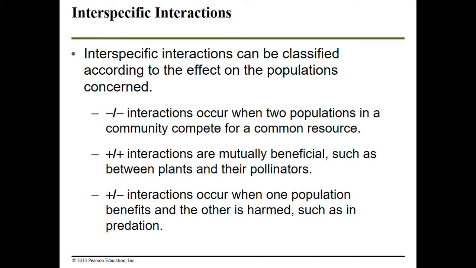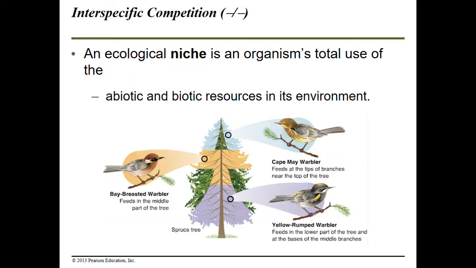These interspecific interactions between species can be classified as positive with a plus sign or negative with a minus sign. So you have negative interactions where both species are hurt and they're competing for resources. You have positive where both species benefit, so mutually beneficial. These are called mutualistic relationships. And then we have positive where one benefits and the other is harmed. So this happens in predation. So let's look at those different interactions.